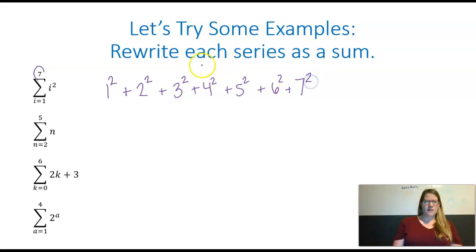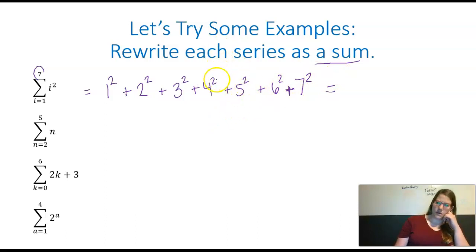Now notice here, it just says to rewrite as a sum, so we're not going to actually add these up on this slide, but you could. The answer would be the sum of that. You would want to square each number first and then add all those up to get it.